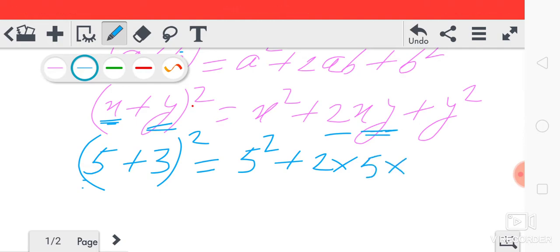2xy. In place of y, what is there? In place of y, 3 is there. So 2 into 5 into 3. Then plus y square. What is our y? In place of y, 3 is there. So we'll write here 3 square.